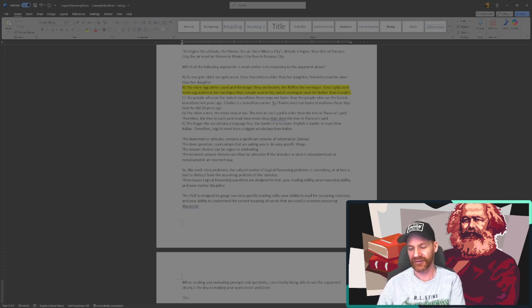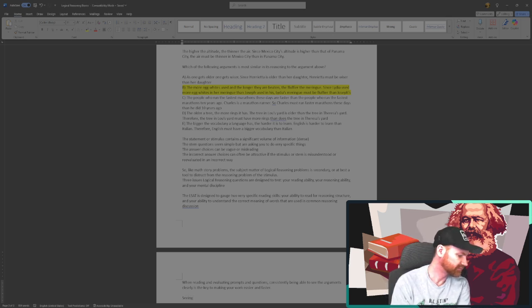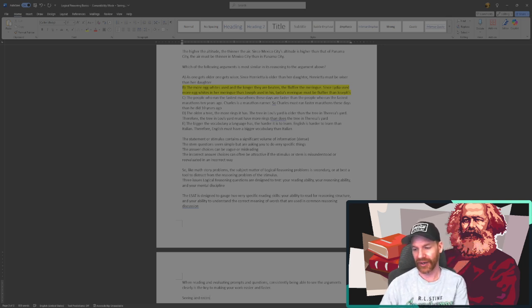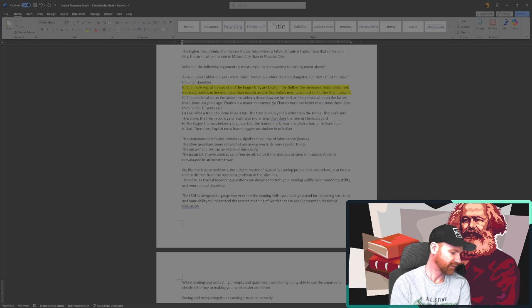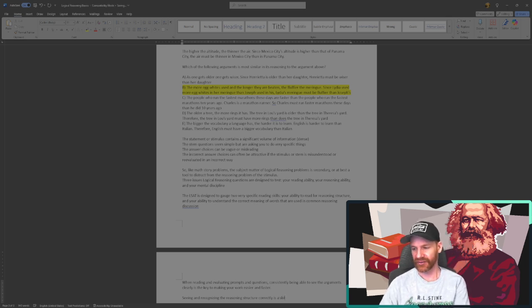So, seeing and recognizing the reasoning structures correctly is a skill and habit of all top scorers.